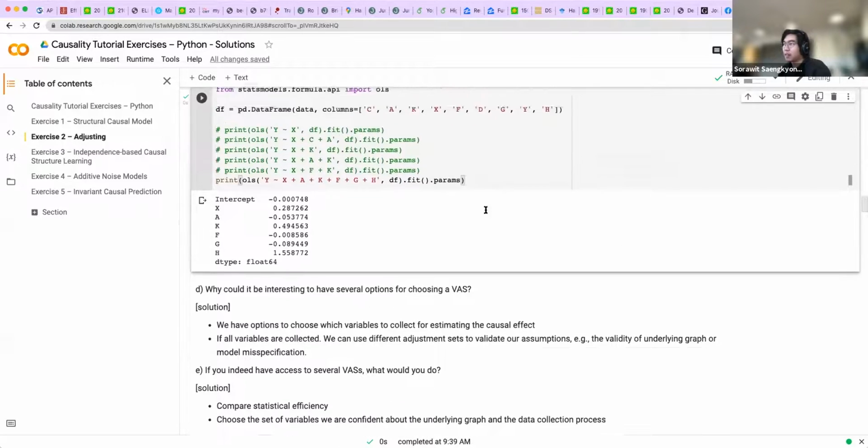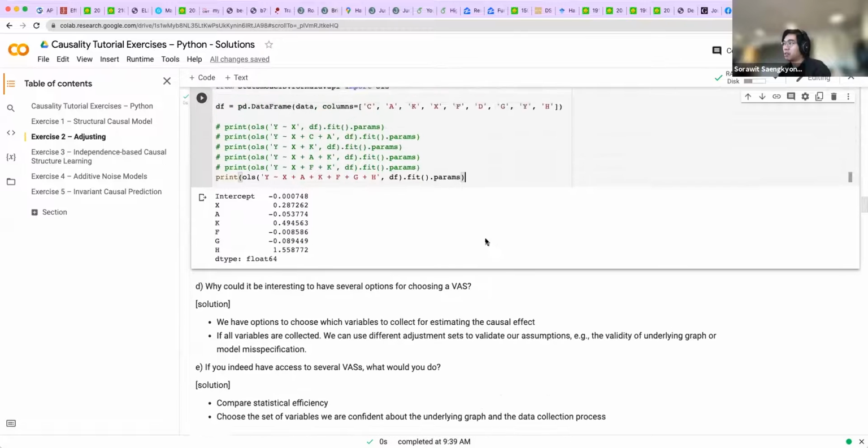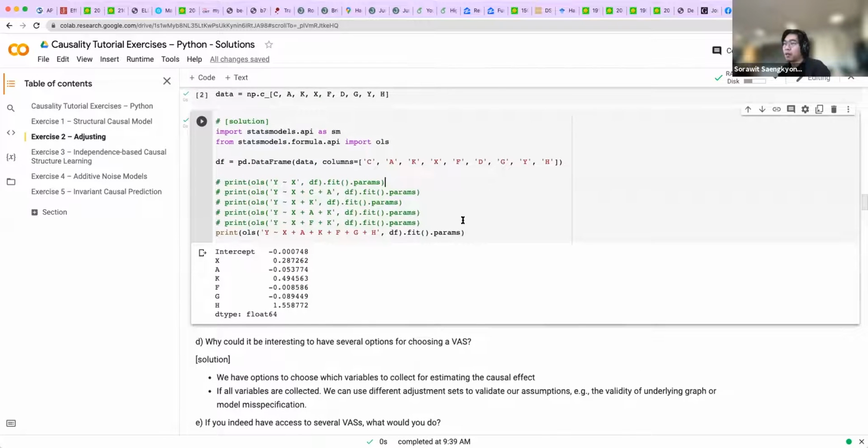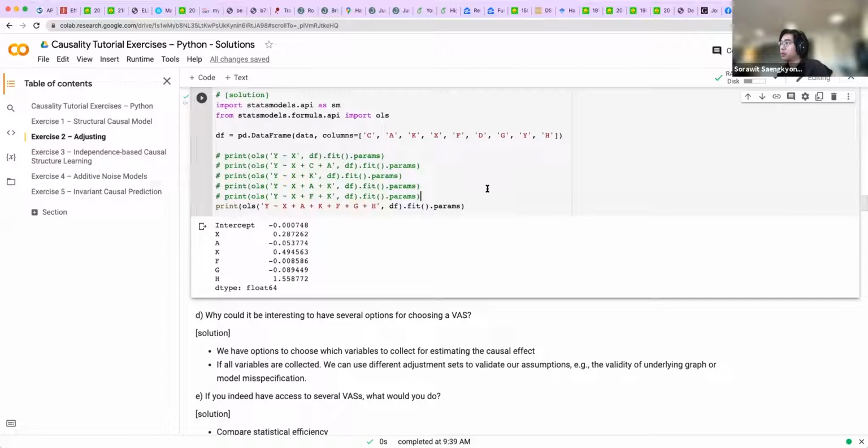I will skip questions D and E for now to save some time. But if we have time later, we can also discuss that. We can come back to you on this.